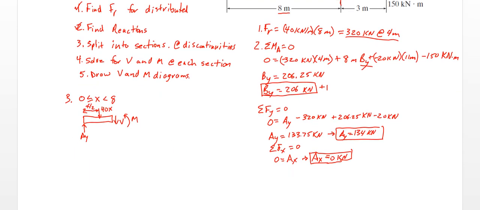So if I add up my Y forces, 0 equals AY minus 40x minus V. I can pull V to the other side, so V equals AY minus 40x. AY again was 133.75, so V equals 133.75 minus 40x. It's from 0 to 8 again.